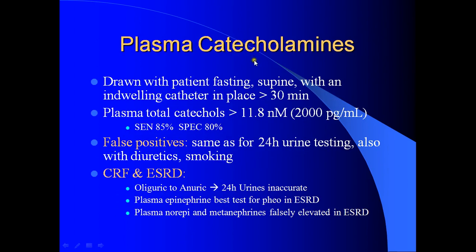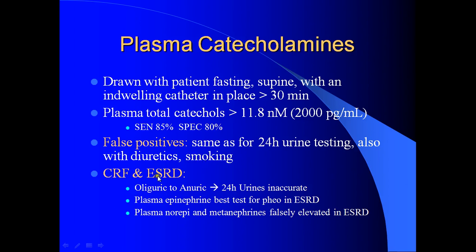Then we come to the plasma catecholamines, drawn with the patient fasting, supine, with an indwelling catheter in place for more than 30 minutes. Basically you want the patient to be relaxed before you get the sample, because when you're stressed, what is released? Catecholamine is released. So plasma total catecholamines, if more than 11.8 nanomoles or 2000 picogram per ml, sensitivity is 85 to 80%. False positives can occur just like for the 24-hour urinary test, as well as if the patient is on diuretics and is a smoker.